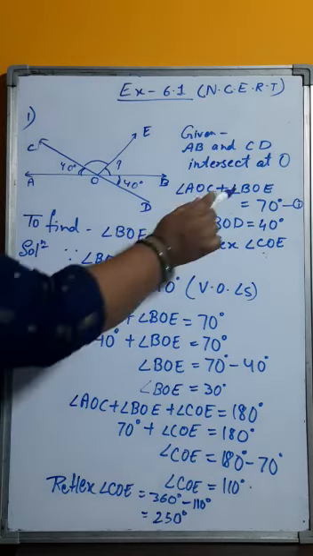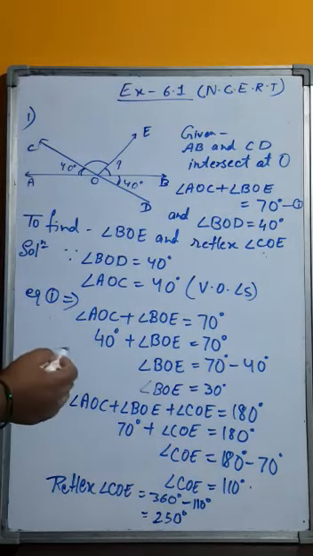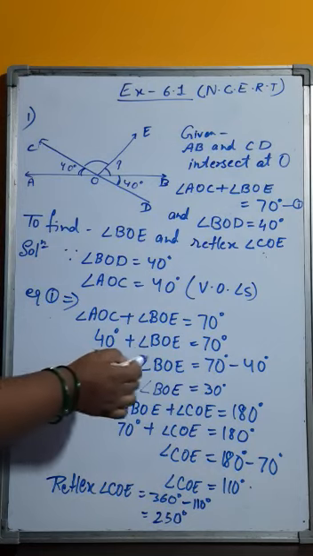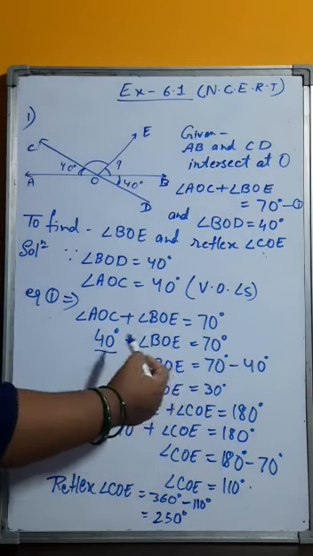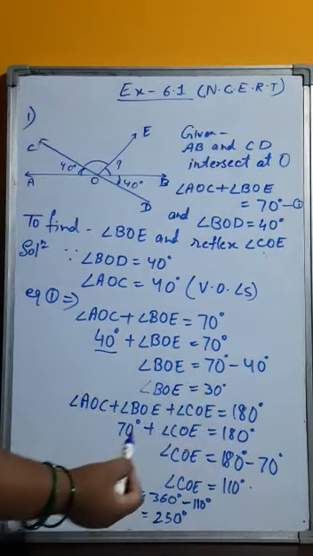Then in equation number 1, AOC plus BOE is equal to 70 degrees. We can put the value of AOC, which is 40 degrees. So BOE value can be calculated by subtracting 40 from 70. So we have BOE is equal to 30 degrees.